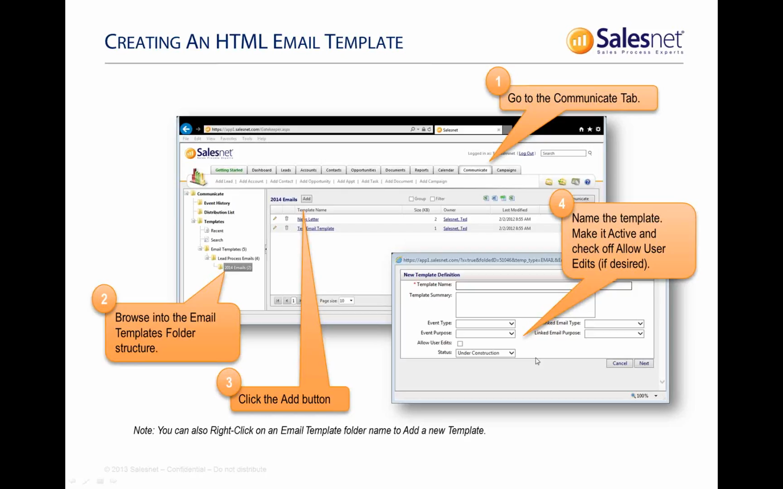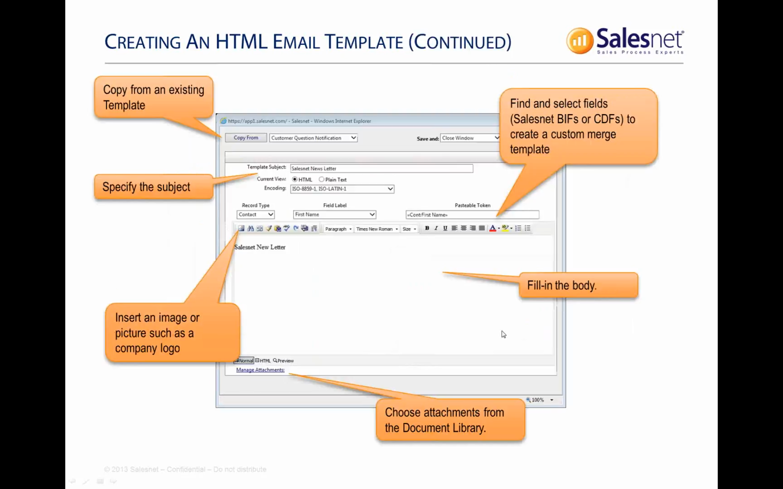When you click Add Template or the Add button in Templates, you get an initial screen where you can put in the template name, and you can activate it. It has to be active or users can't see it. And you can set the templates so that the users can either edit the bodies of the template when they use it or not. It can just be locked down. The second screen, so it's just a two-part screen here, is where you build your template.